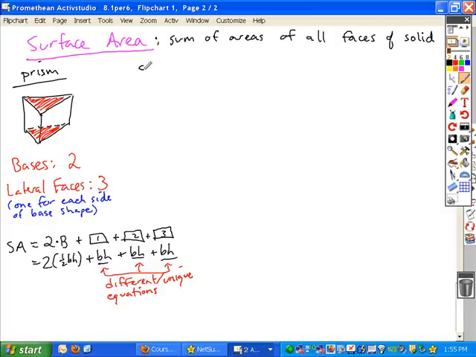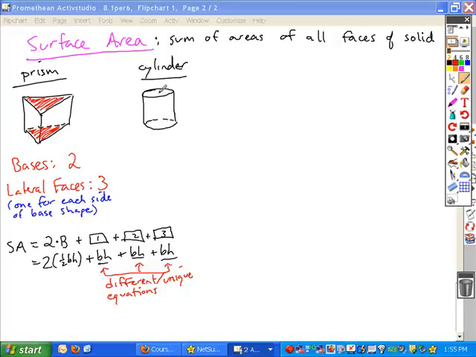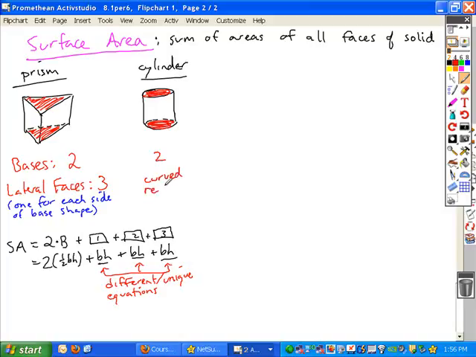Okay, let's look at a cylinder. When we're talking about the area of a cylinder, once again, we have our 2 bases. Bases are parallel and congruent. And here we have 1 lateral face, that curved rectangle. So the surface area for a cylinder is 2 times B, the base. Well, what shape is the base of every cylinder? Circle, and the area formula for a circle is pi r squared.